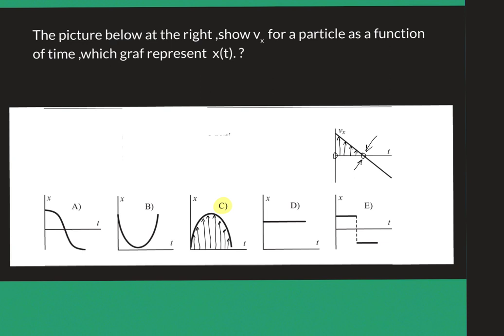B, on the other hand, does not intersect t, and it's a positive parabola, so no. C, on the other hand, will intersect. It's a negative parabola, which keeps going. And then D is constant. E, on the other hand, doesn't have anything to do with the graph shown.